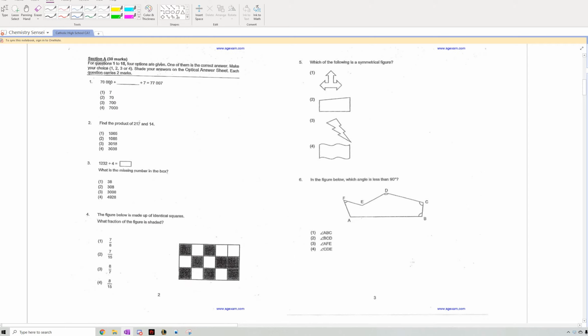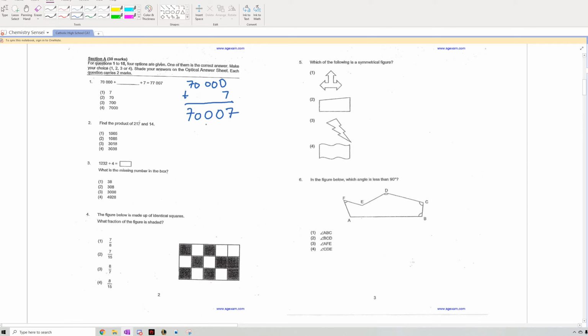Question 1. We have 70,000 plus blank plus 7, which is equals to 77,007. Okay, so we have 70,000 plus 7. 0 plus 7 is 7, 0 plus nothing is 0, 0 plus nothing is 0, 0 plus nothing is 0, and 7 plus nothing is 7.